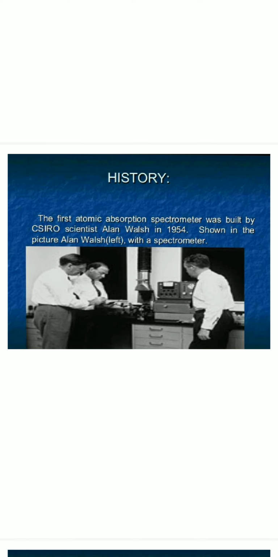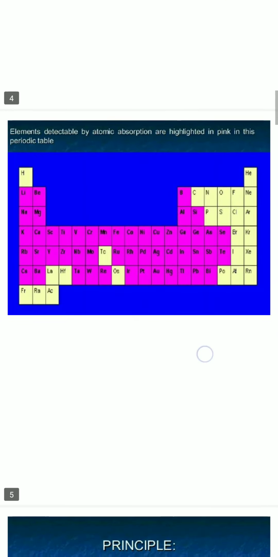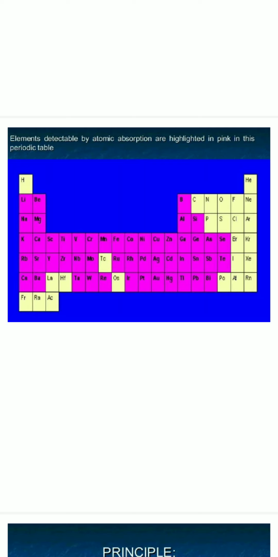History. The first atomic absorption spectrometer was built by the scientist Alan Walsh in 1954, shown in the figure. Elements detectable by atomic absorption are highlighted in pink in this periodic table.